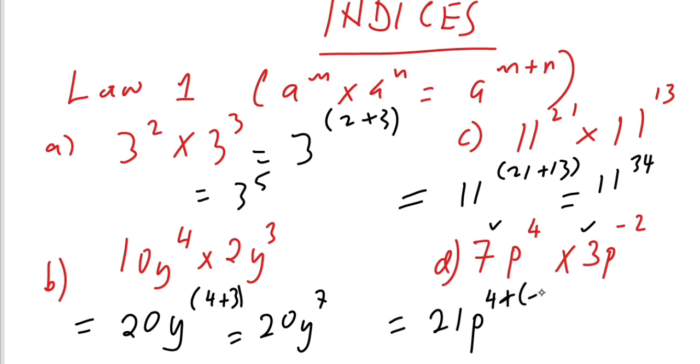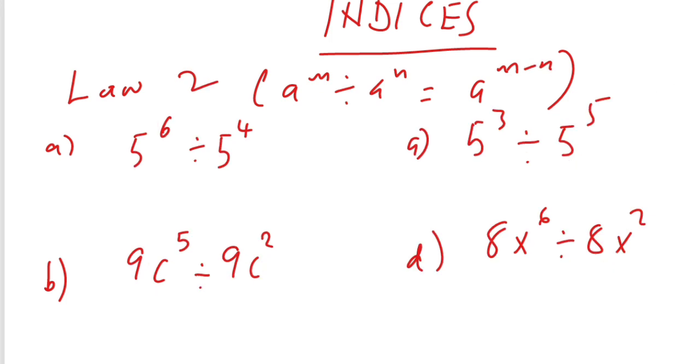Okay, so 4 plus negative 2 eventually becomes just 4 minus 2, because the negative supersedes the positive. Remember, you're not subtracting; it's because of that negative 2 that the positive will disappear. So 4 plus negative 2 is just 4 minus 2, which at the end of the day is the same as saying 2 to the power of 2. So yeah, very easy. Now let's go to law 2.